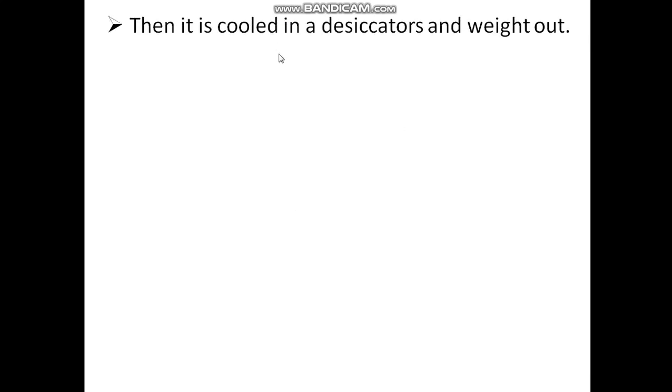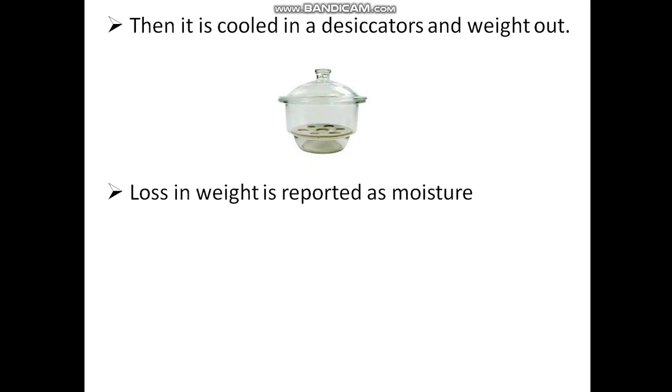Now after taking it out, we are going to cool it in a desiccator and then take its weight. So this is a desiccator. In this we are going to cool it. This desiccator, in which the silica is there, helps to cool the crucible. After cooling it, we are going to take it out from the desiccator and check its weight. Then the loss in weight is reported as the moisture. So whatever the loss will be, it is the moisture.